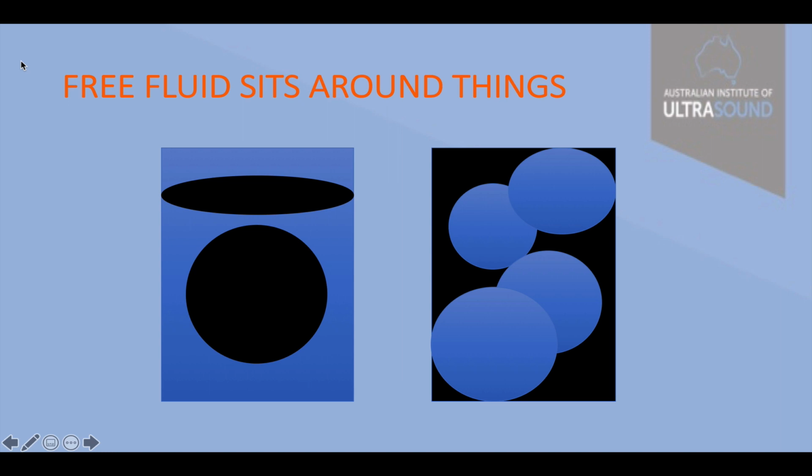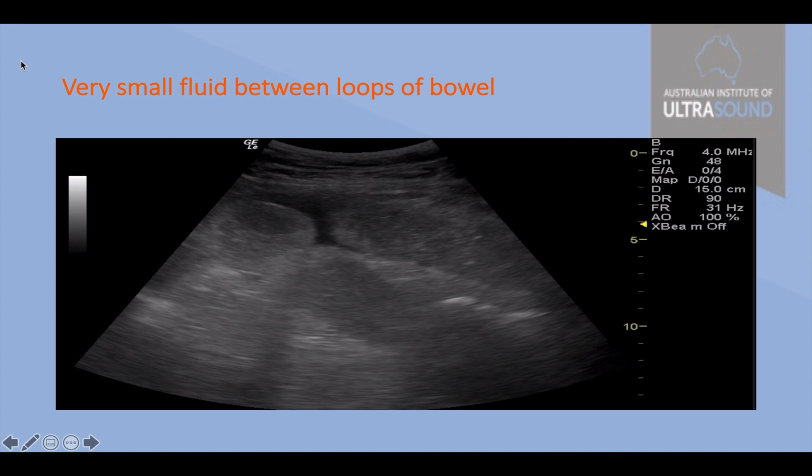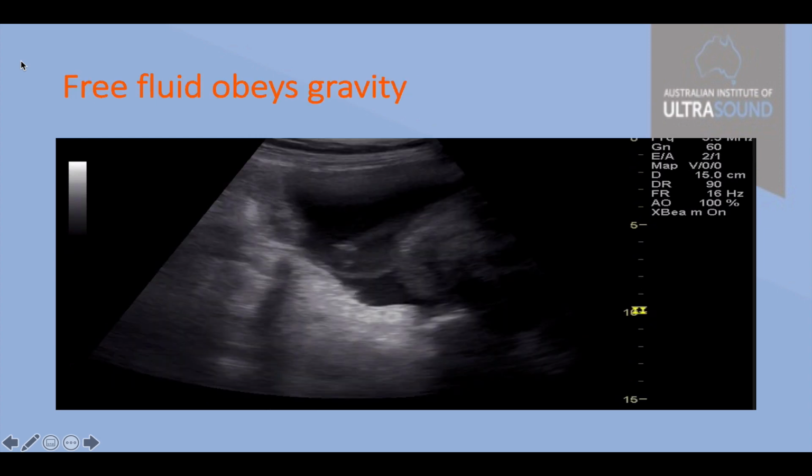And so, as we have the picture on the left, that is contained or constrained or bounded fluid. And on the right, we have fluid that's sitting around things, conforming to the shape of outside. Here you can see already a very little slip of free fluid between loops of bowel. And this is a very characteristic shape with sort of pointy edges and concave sides. Another thing about free fluid is that it obeys gravity, so it will work its way down to the lowest portion of the cavity, if it can.